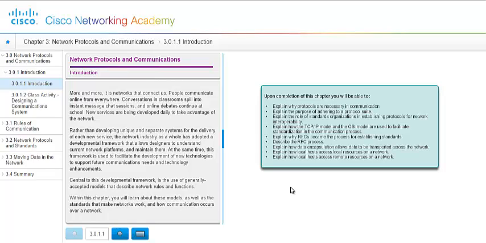We're going to explain how the TCP/IP model and the OSI model are used to facilitate standardization in the communication process. We're going to explain why RFCs become the process for establishing standards, and describe the RFC process. We're going to explain how data encapsulation allows data to be transported across the network. We're also going to explain how local hosts access local resources on the network, and also how they access remote resources on a network.